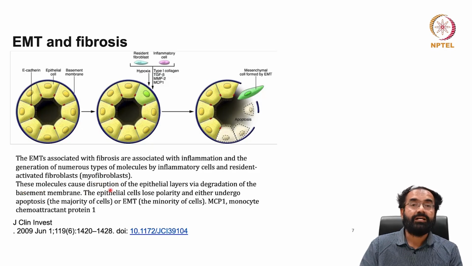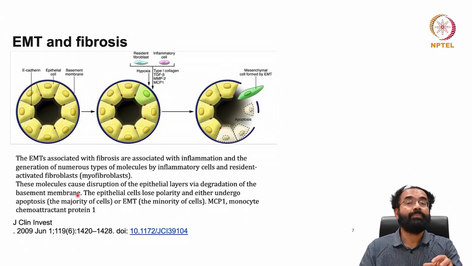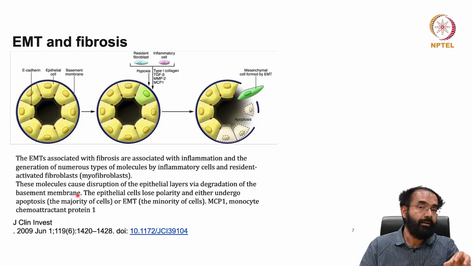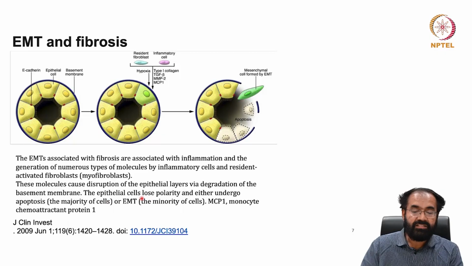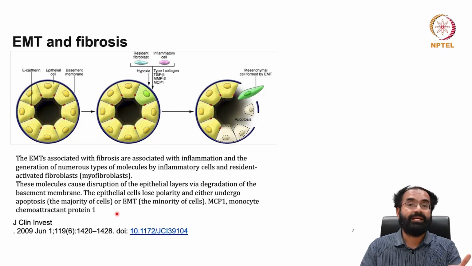These molecules cause disruption of epithelial layers via degradation of the basement membrane. Remember, pro-inflammation also creates lots of matrix metalloproteases. Naturally, the basement membrane will get disrupted. The epithelial cells lose polarity and either undergo apoptosis, which is the normal scenario, or EMT. Any damage that happens, cells will undergo apoptosis, but not all. Some of them will survive and undergo EMT transition. That is the minority of the cells. Doesn't matter, they can contribute too much ECM deposit.